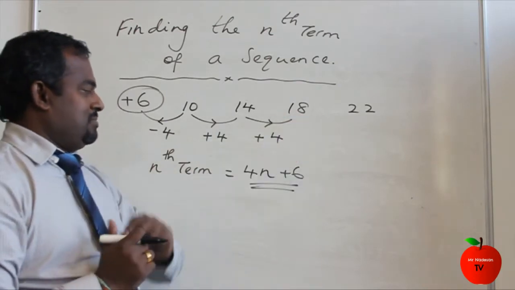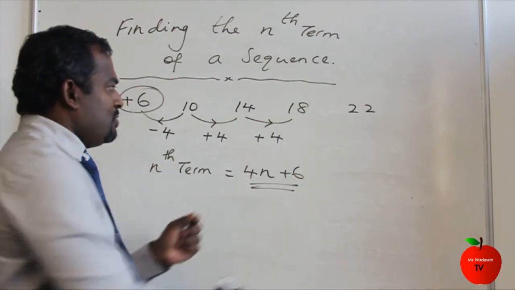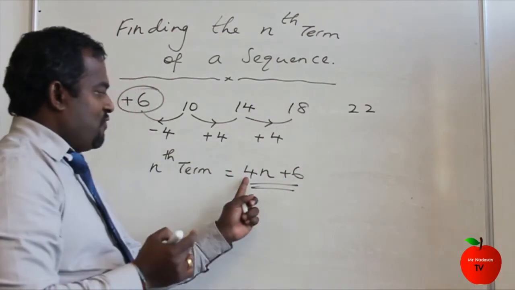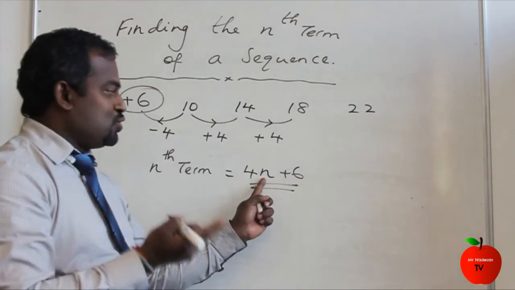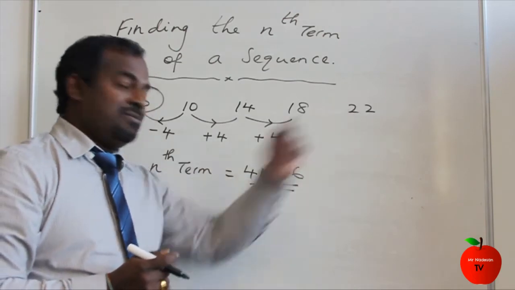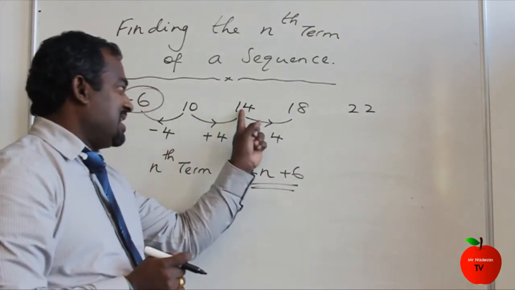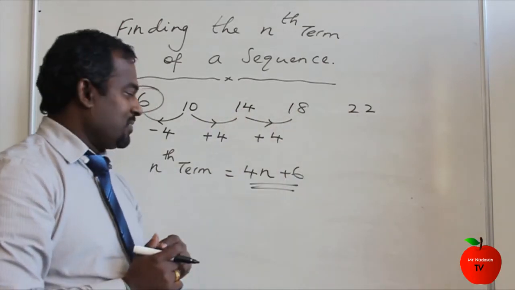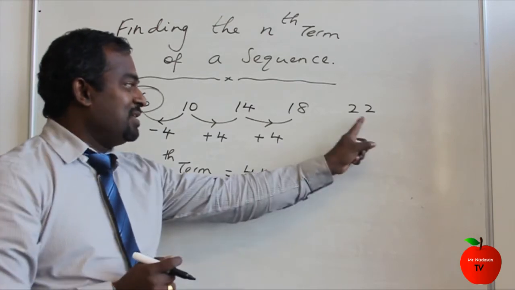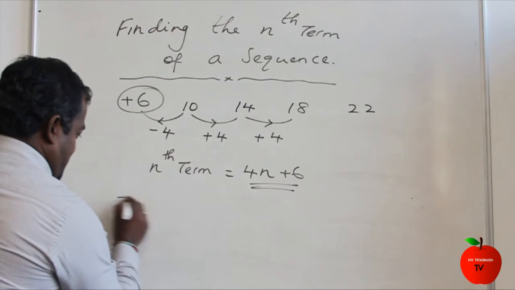So check this one. That is first, second, third. So this one, n equal to 3. Substitute 3 here. 4 times 3, 12, plus 6, 18. If you want to check this one, substitute 4. 4 times 4, because this is your first, second, third, and the fourth. Substitute 4 here. 4 times 4, 16, plus 6 is 22. That's it. Try one more.